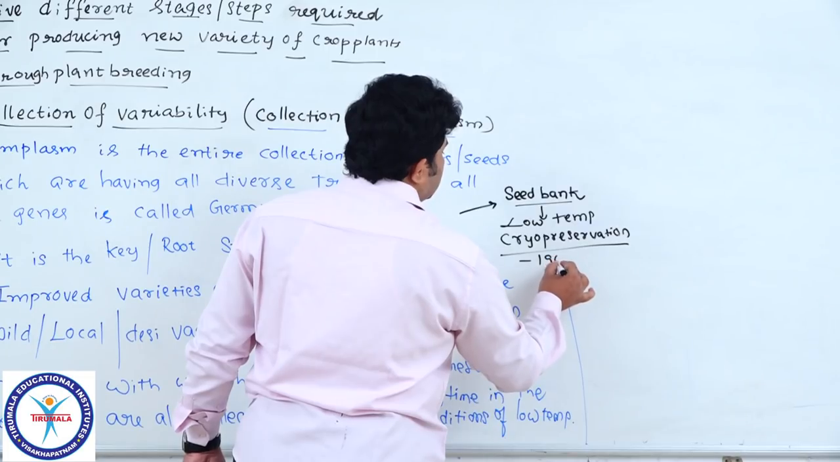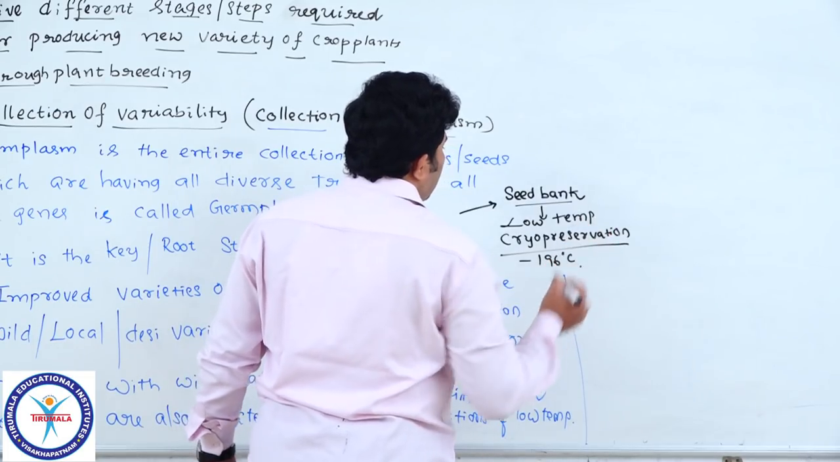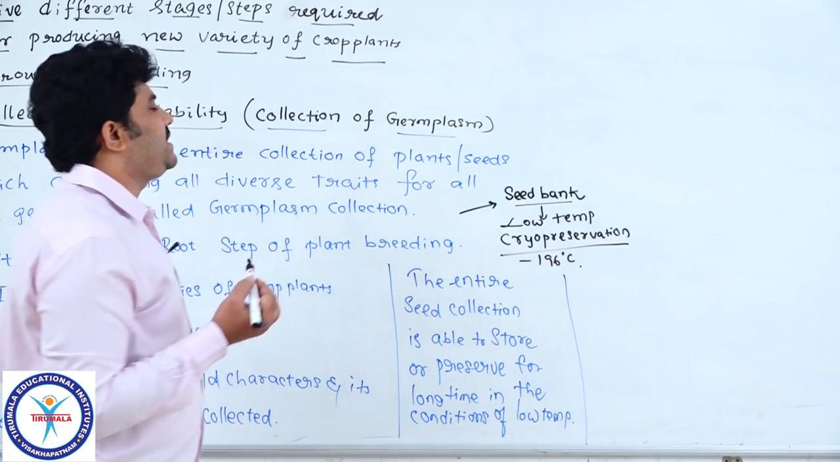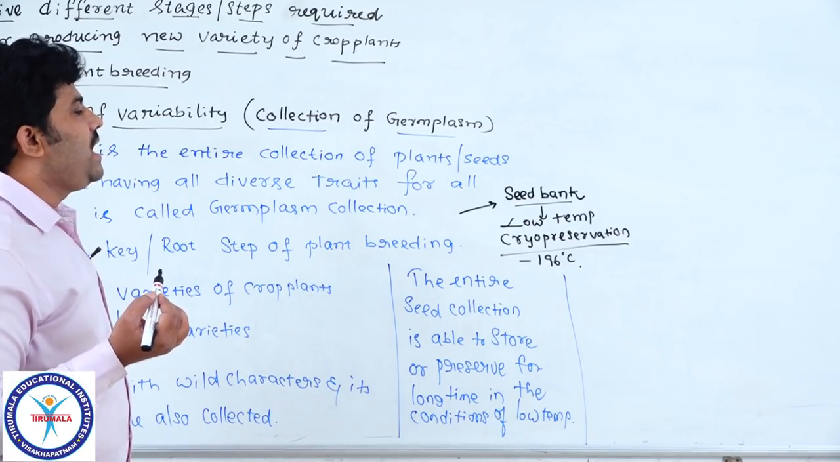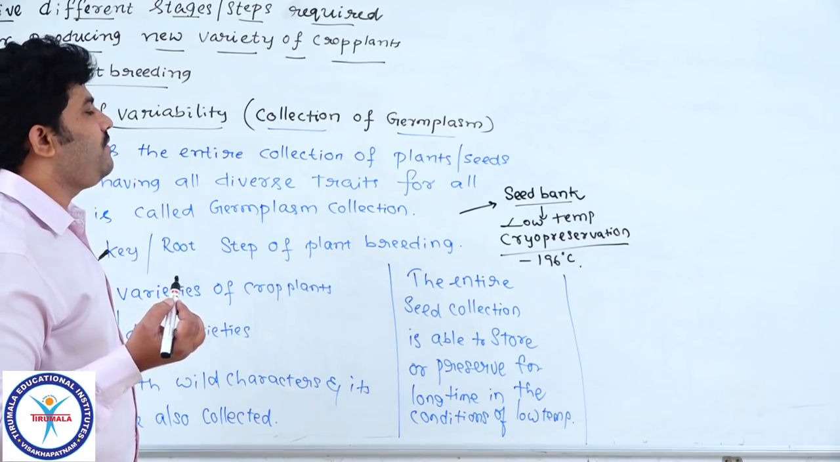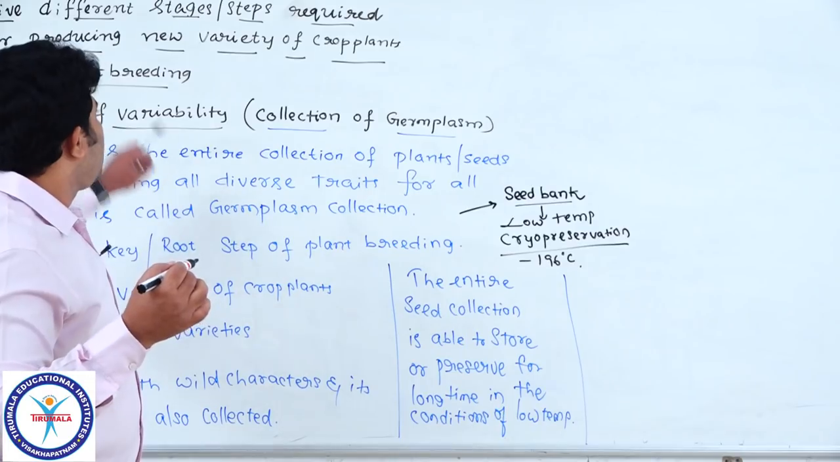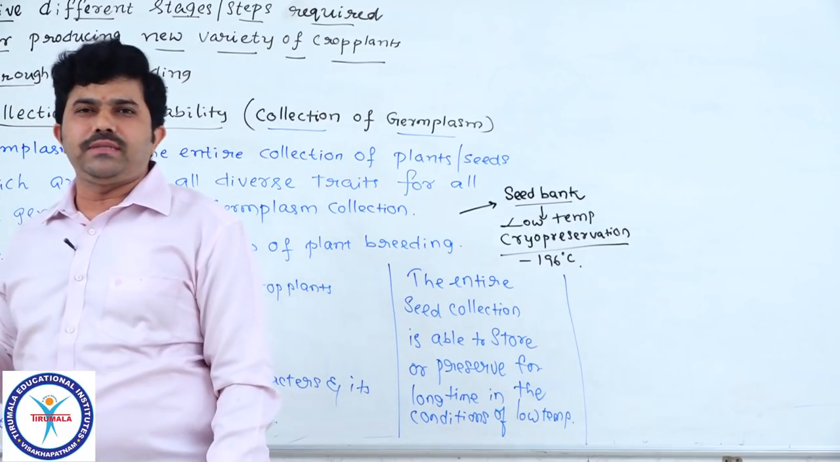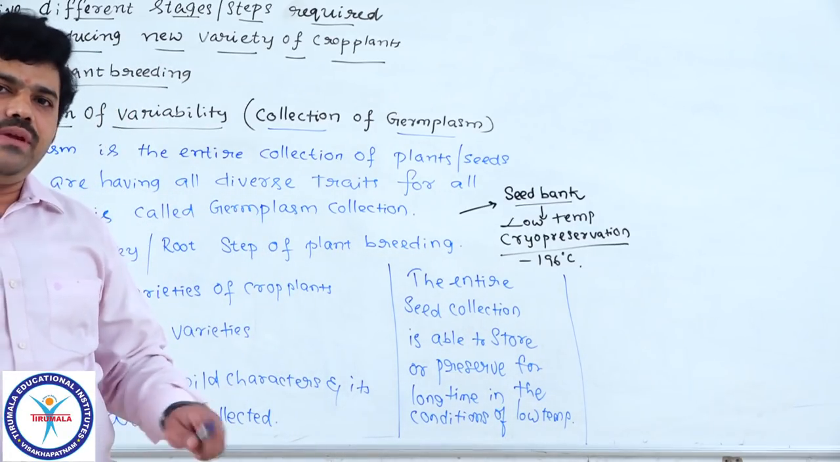It is at -196 degrees Celsius. Okay, it is at -196 degrees Celsius. We are going to store the seeds in the seed bank as cryopreservation. Whenever you need to get the seed to continue the process of plant breeding, then we collect them.